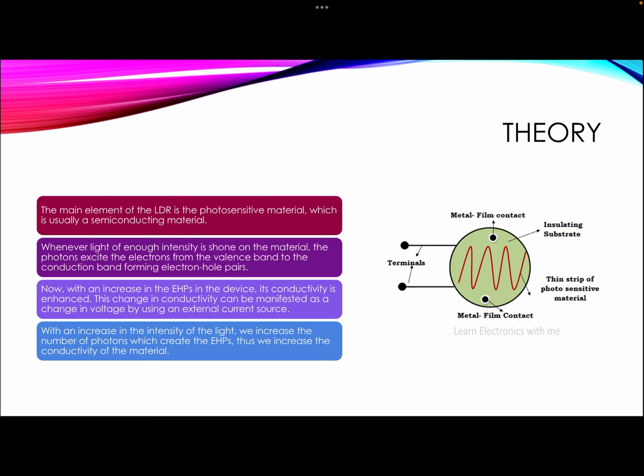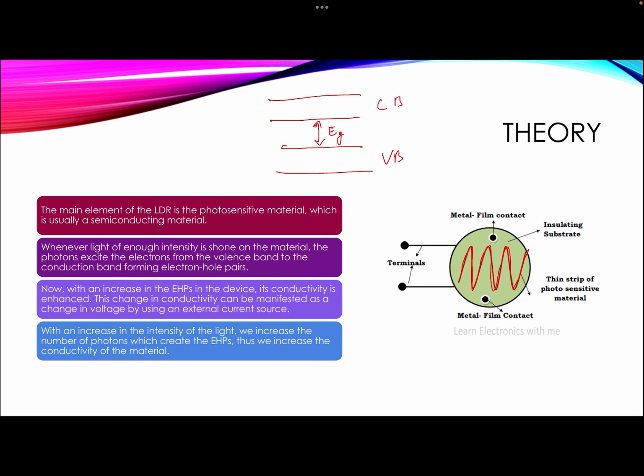So let us dive into the theory of this first of all. As you can see, there is this red lining over here. So this is the main photosensitive material of the LDR. This is the place where the action happens in the LDR. So this photosensitive material is basically a semiconducting material. So consider a semiconducting material. This is the valence band, this is the conduction band, and this is the forbidden energy gap.